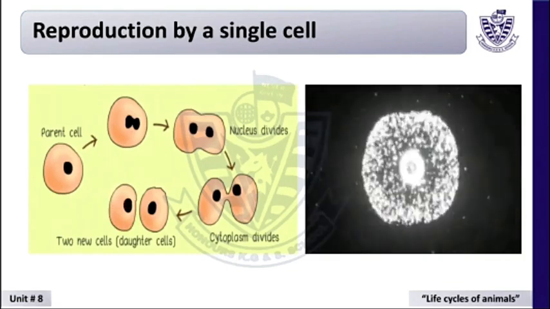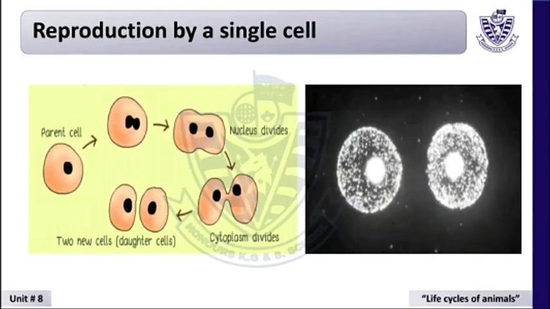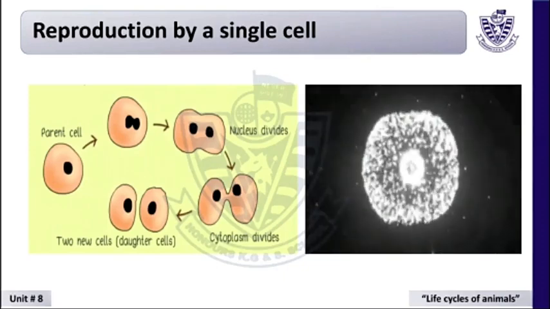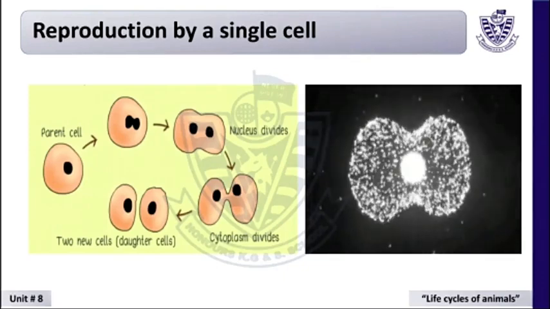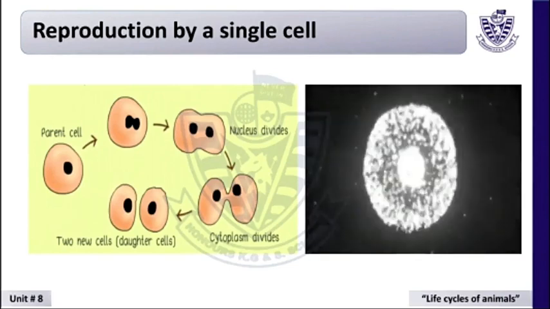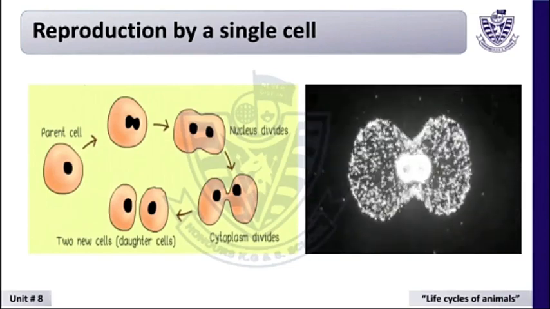Some very tiny invertebrates are made up of only a single cell. They are so small that they can only be seen under a microscope. They divide into two separate cells. The two cells divide into 4, then 8, and so on.